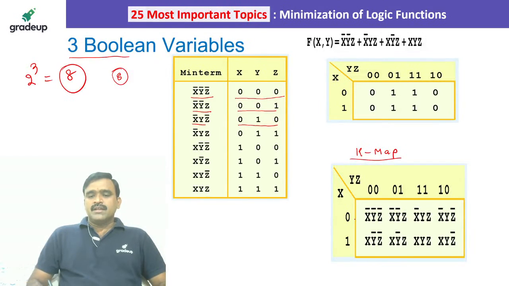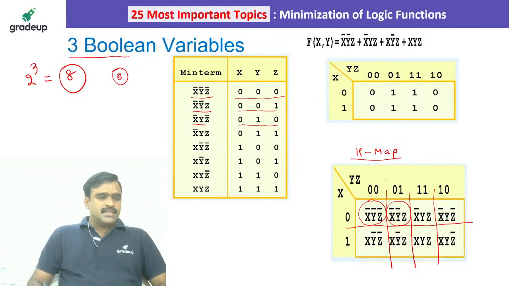So we have 0 0 0, 0 0 1, 0 1 1 and 0 1 0. If you have any doubt you could ask. For 8 minterms we have 8 squares provided here. I just showed you what the minterms are: 0 0 0 is x bar, y bar, z bar, so this is one minterm, and then x bar, y bar, z. The code we are using is actually a gray code, so this is 0 0 0 1 1 0 1 1.